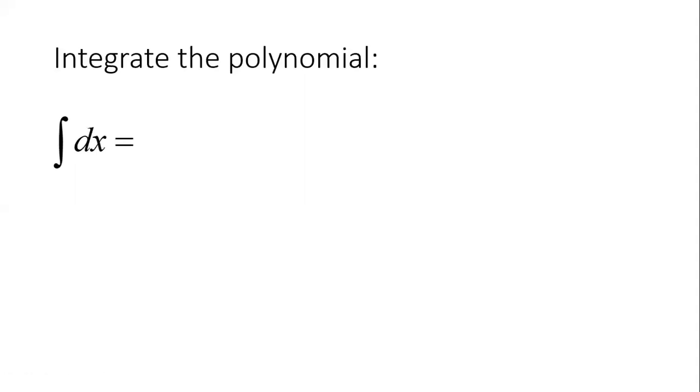Okay, so integrate the polynomial. Now in this case, we don't really have a polynomial. Anytime that we don't see something, we're going to go ahead and imagine that there's a 1. So this is the same thing as the integral of 1 dx. Now remember, we can pull out a constant. So essentially what we're going to get, the antiderivative of 1, is just going to be x, and then you have to add your constant.